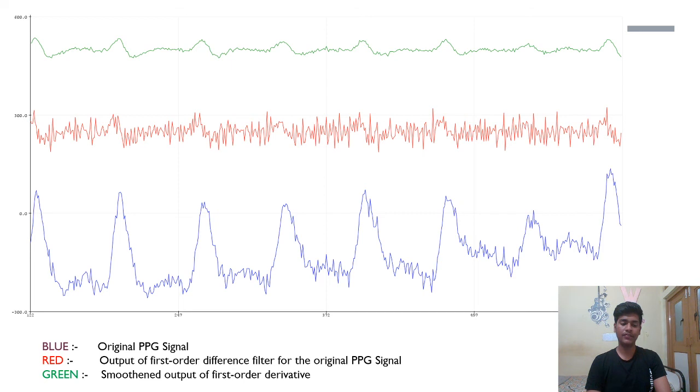So here we have the blue graph, which is the original PPG signal recorded, and the red one shows the output of the first order difference filter from the original PPG signal. And finally, the green graph shows the smoothened output of the first order derivative filter, which is the output of the moving average filter.